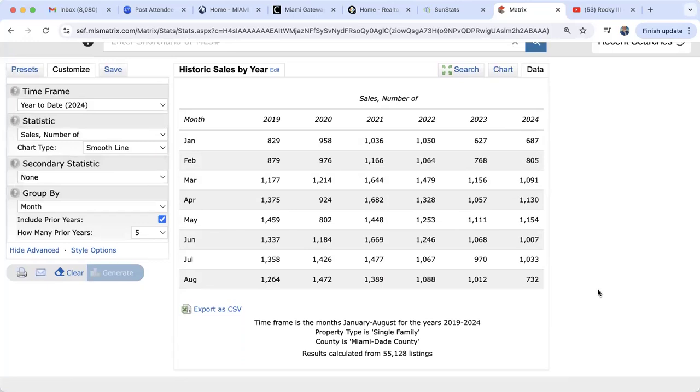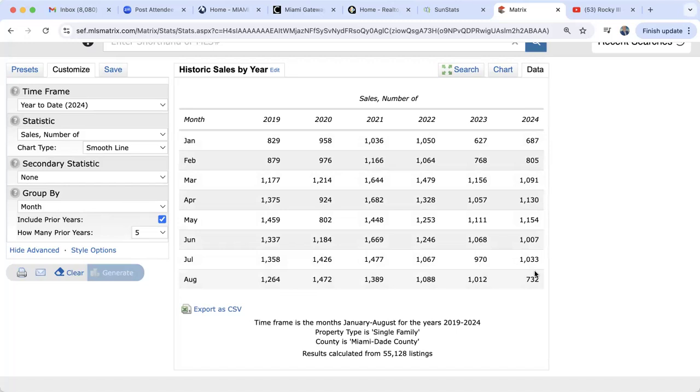All right, so what has been happening to our real estate market when it comes to volume? Let's compare 2022, 2023, and 2024. In January of 2022, we had 1,050 sales, down to 627, now slightly up to 687 in January, right? February numbers, and then typically the real estate market does pick up during the springtime. So we have higher numbers for March, April, May, June, and July. So we have higher numbers during the spring, summer months.